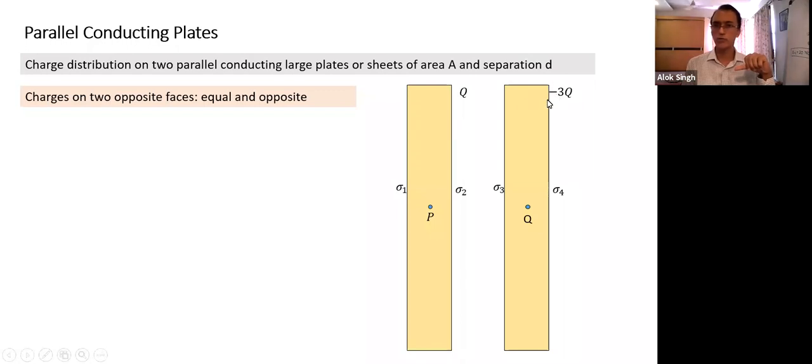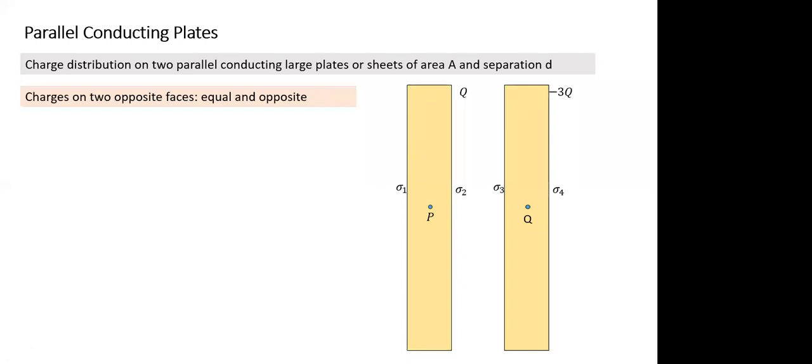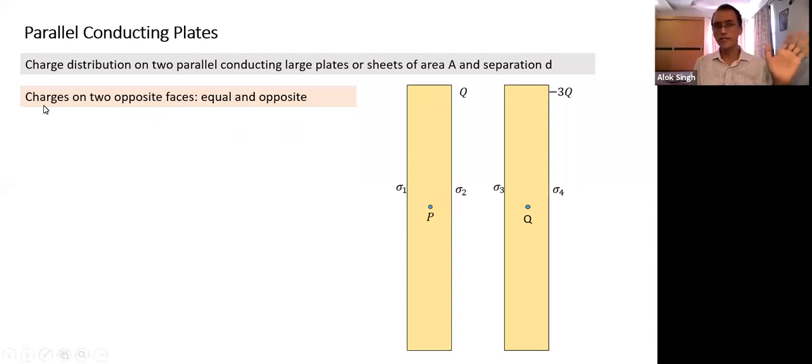Similarly, minus 3Q also gets distributed on two surfaces. And charge divided by area is the charge density. Do you recall what the key conclusions were related to these four charge distributions, and on what basis? Charge on the inner surface is equal and opposite. What was the reason? Two opposite faces means sigma 2 and sigma 3 are equal and opposite, or sigma 2 plus sigma 3 is 0.